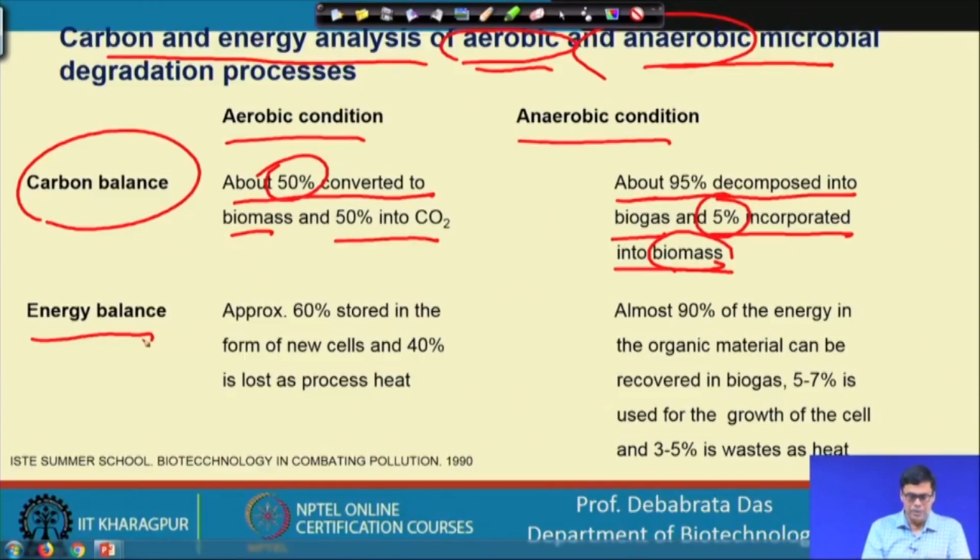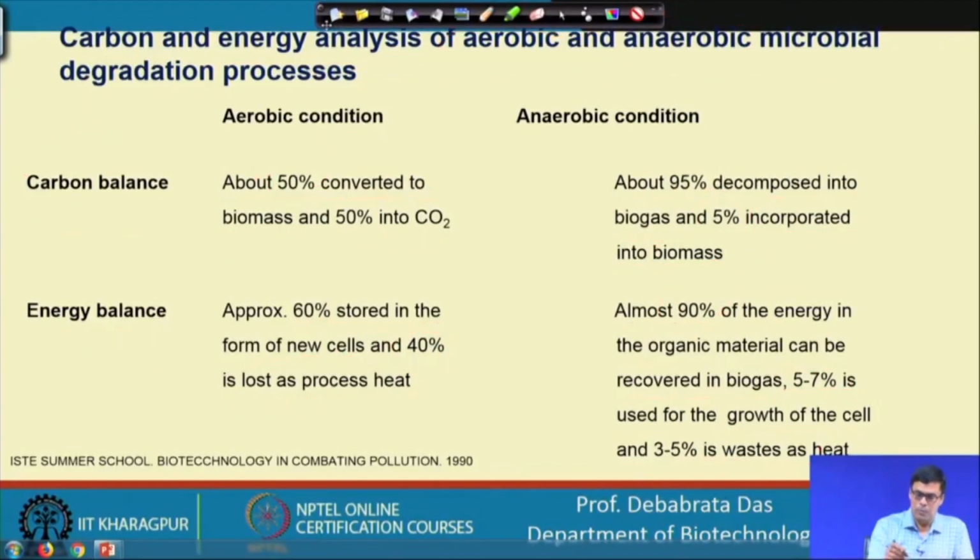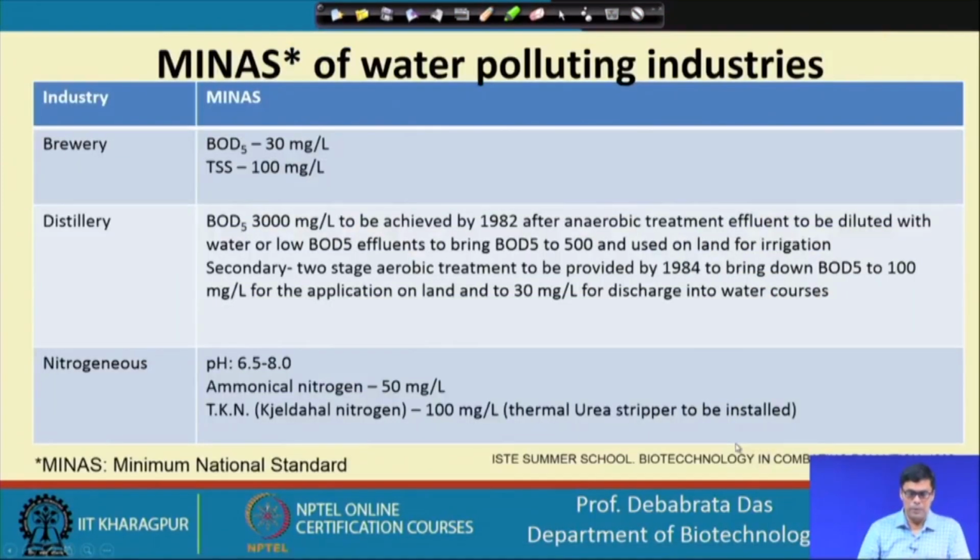Now, if you consider the energy balance, in the aerobic process 60% of the energy is stored in the form of cells and 40% is lost in the form of process heat. But in the anaerobic fermentation process, almost 90% of the energy of the organic material can be recovered as biogas, 5 to 7% is used for the growth of the cells, and 3 to 5% is wasted in the form of heat. So you can see how they differ from each other.